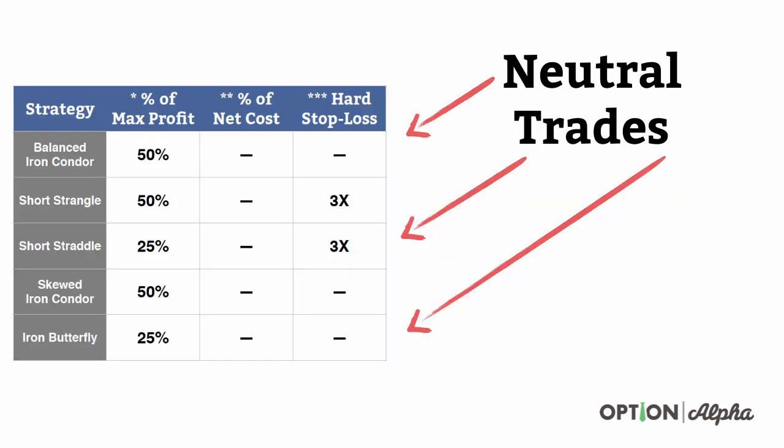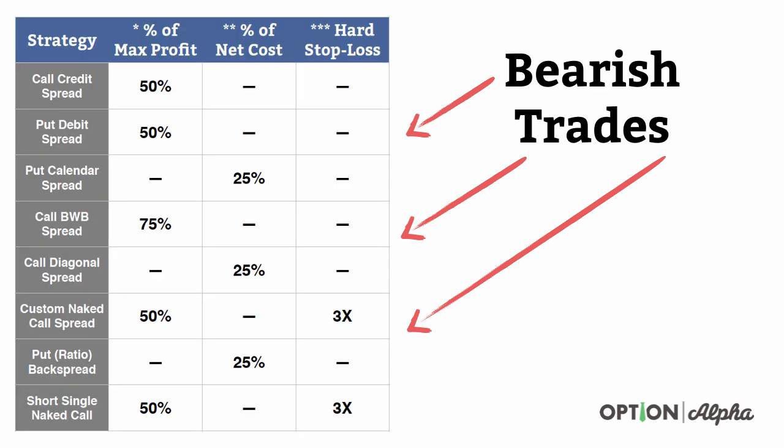So again, we also have guidelines for neutral trades. You'll see short strangles, short straddles, 3x hard stop loss. For strategies that are risk-defined, a balanced iron condor, other skewed iron condors, iron butterflies, no stop loss order. And same thing with bearish trades. So all the risk-defined bearish trades do not have any stop loss order except for any undefined risk trades like a naked call or a custom naked call spread, something like that.